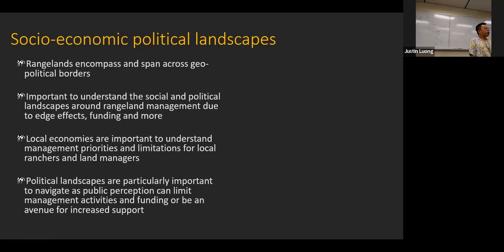Political landscapes are also particularly important to navigate public perception, which can limit management activities and funding, or can be an avenue for increased support, labor, and volunteers. Or they could protest you and limit what you can do. You could be limited in prescribed fire, in pesticide application, in where or how you graze, or really anything that the public doesn't agree with you on. So it's really important to have good public outreach, education, and communication.